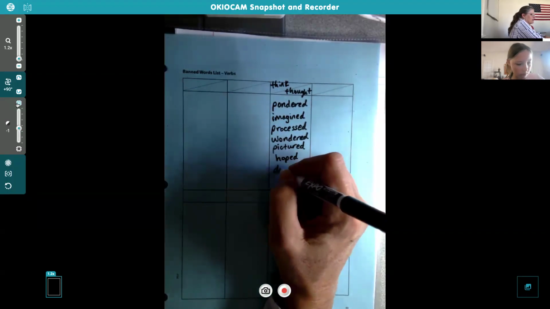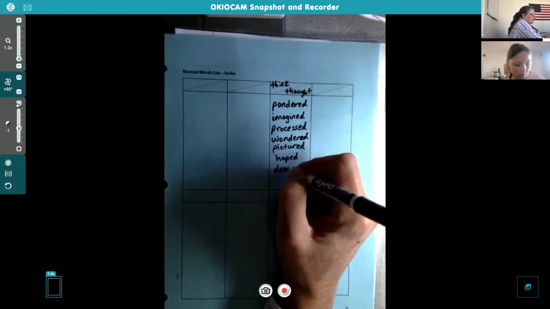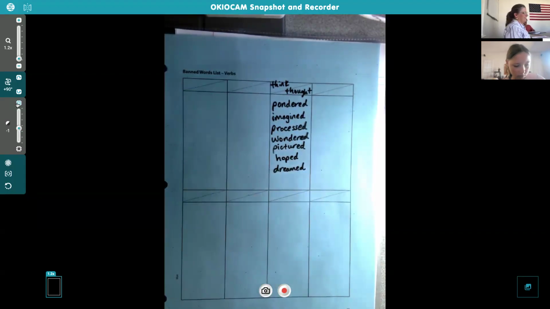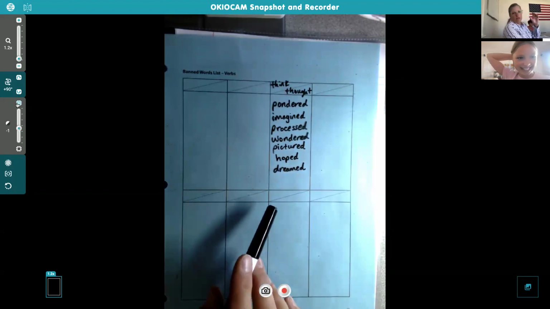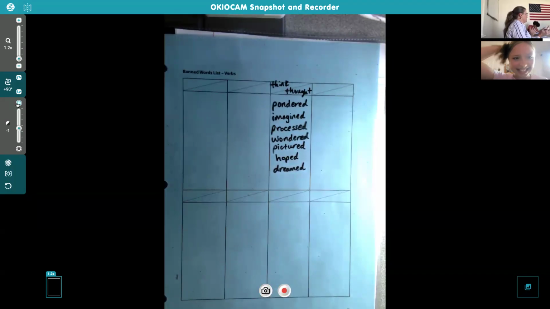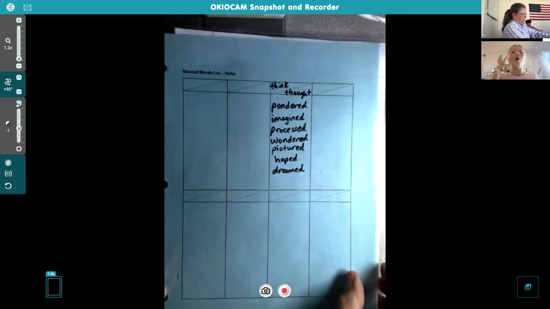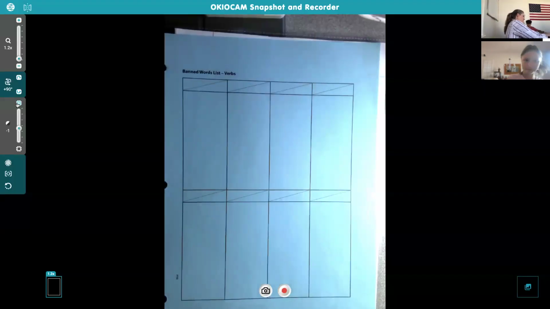Dreamed. That's a great start. Hope, that's a good start. You can add to this later. Did you have another one, Paige? Hoped, yeah. So there's more than these. Just make sure you don't use think or thought. Usually your paper is going to be past tense, so that's why I always make a list of past tense verbs. But don't use think or thought anymore. This is going to be tricky. That's the point, to challenge you. Consider yourself challenged.